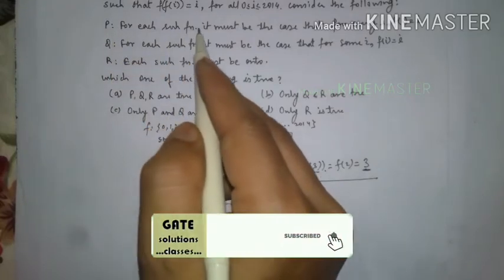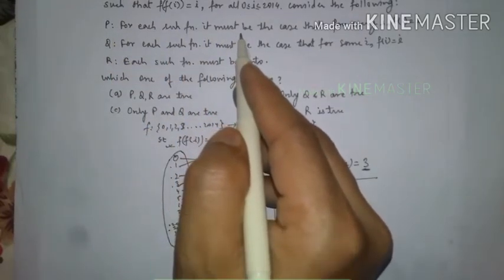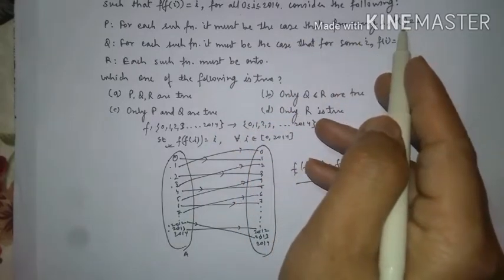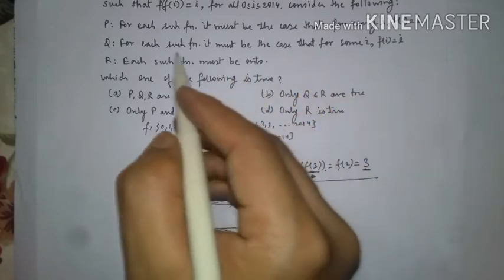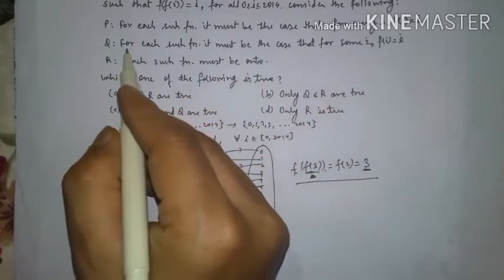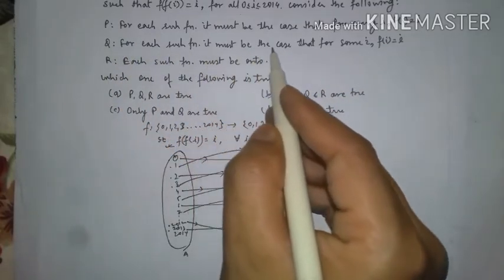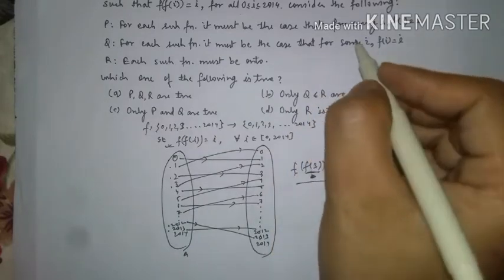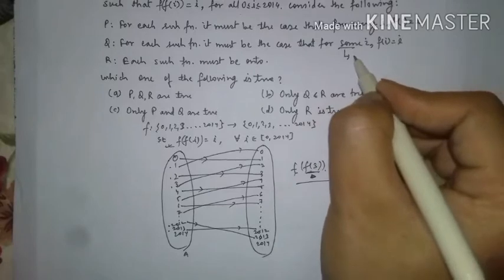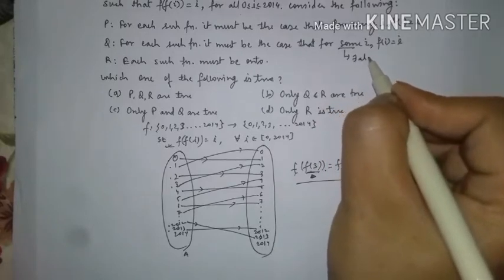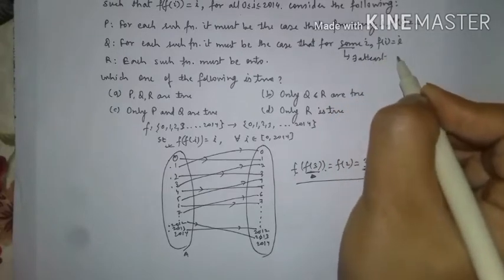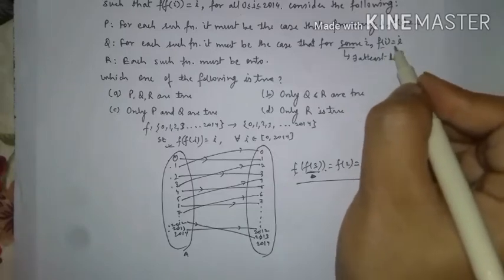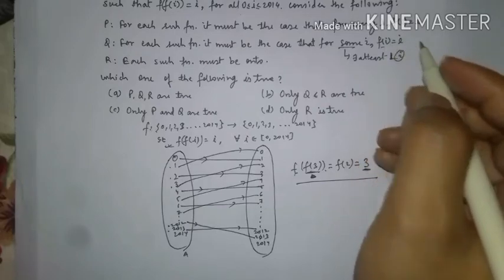P says that for each such function, it must be the case that for every I, f of f of I is equal to I, and Q is saying that for each such function, it must be the case that for some I, f of I is equal to I. For some I means there exists at least a single I so that this condition is true. f of I is equal to I is true.